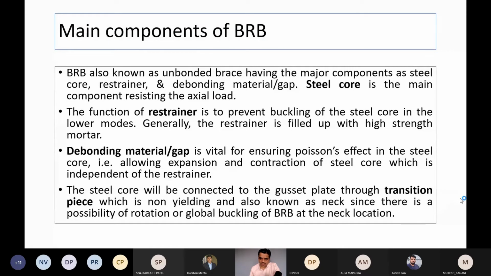And then finally the steel core will be connected to the gusset plate through the transition piece, which is non-yielding and also known as a neck, since there is a possibility of rotation or global buckling of BRB at the neck location. So now let us try to see the steel core, restrainer, debonding material gap, etc. in the figure.